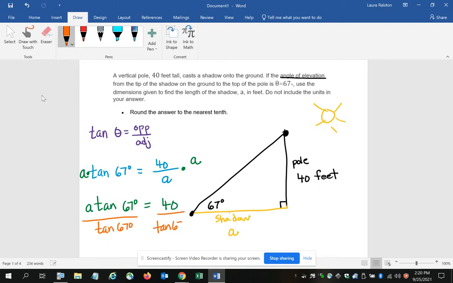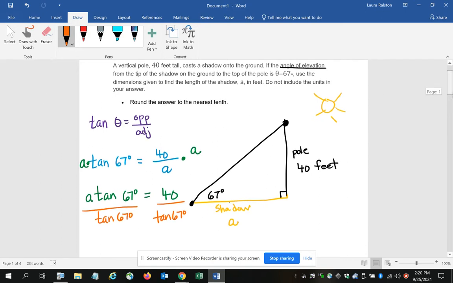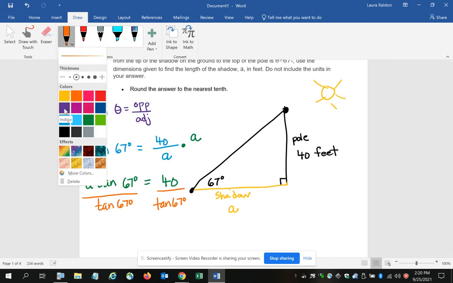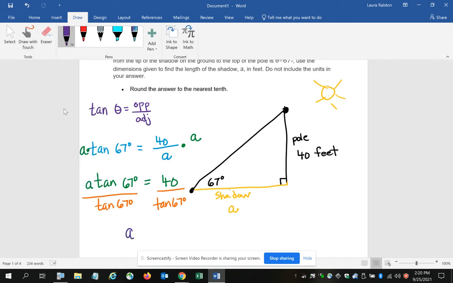Now, typically when I'm doing these right triangle problems, I want to use primarily either sine, cosine, or tangent. The reason that I want to do that is because of the calculator button. So ultimately this is A equals 40 divided by the tangent of 67 degrees.